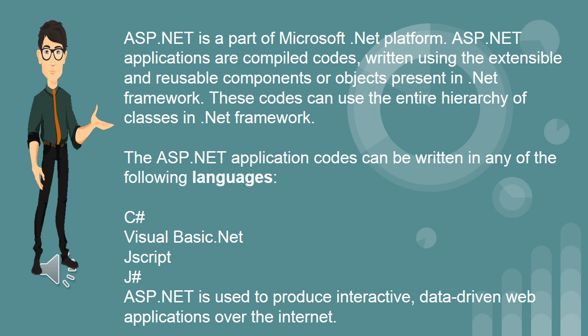ASP.NET is a part of the Microsoft .NET Platform. ASP.NET applications are compiled codes, written using the extensible and reusable components or objects present in the .NET Framework. These codes can use the entire hierarchy of classes in the .NET Framework. The ASP.NET application codes can be written in any of the following languages: C#, Visual Basic.NET, JavaScript, J#.